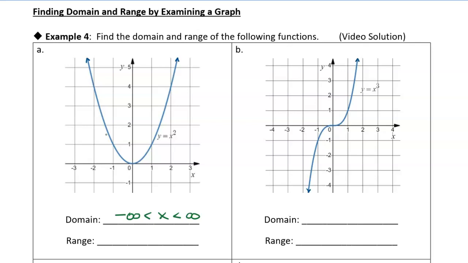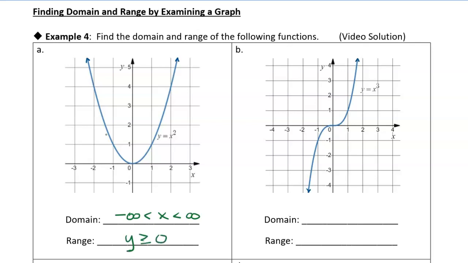All right, but then let's look at the output. Can we ever get a negative output if we square a number? From the graph, it looks like there are no values below 0. So when you square a number, you're always going to get something positive. So our y values are always greater than or equal to 0.